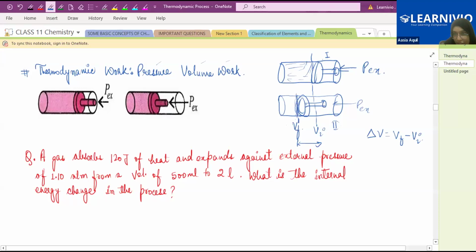So see, initially the piston was here. Okay, and after applying the pressure P external, the piston is here. So that's the difference here between this VI and this VF. This is the L. This is the displacement of the piston, right? Clear the diagram?